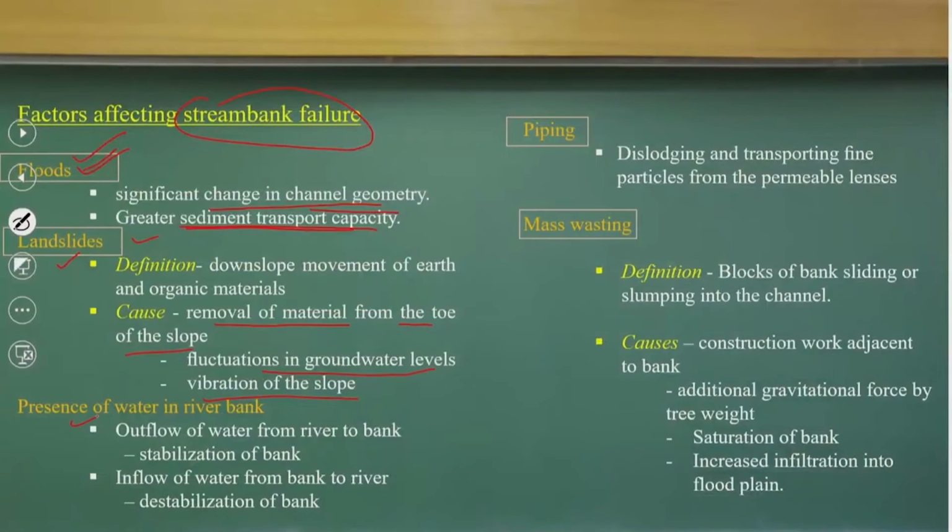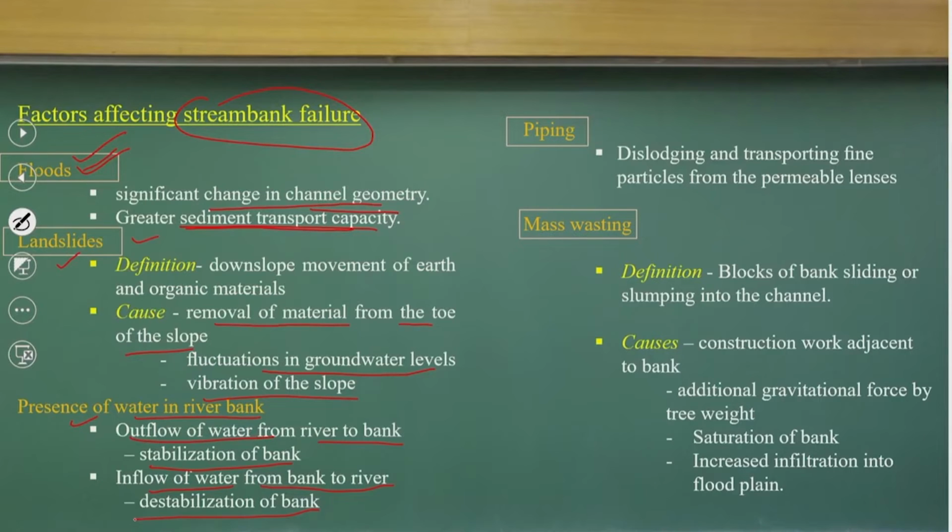You can also understand the presence of water in the bank. That is, outflow of water from the river to the bank is stabilization of the river, and inflow of water from the bank to the river is destabilization of the bank. Just try to understand it as I explained earlier.